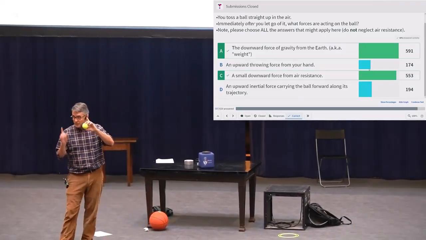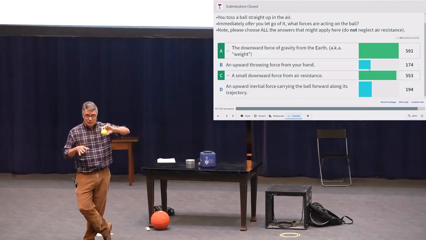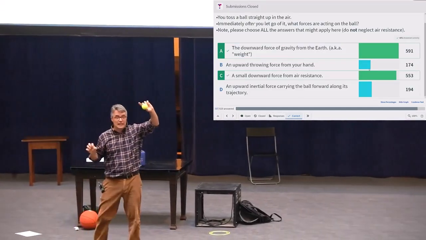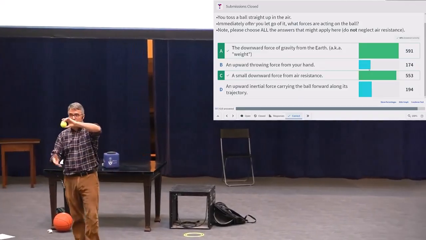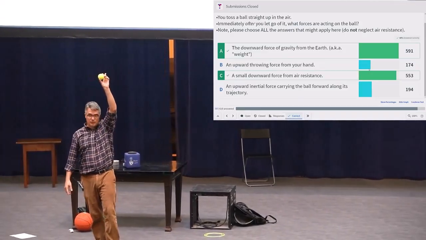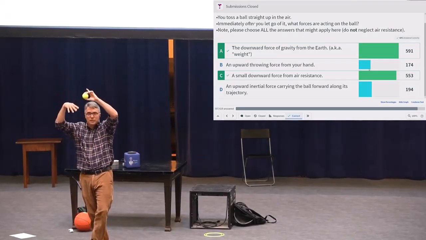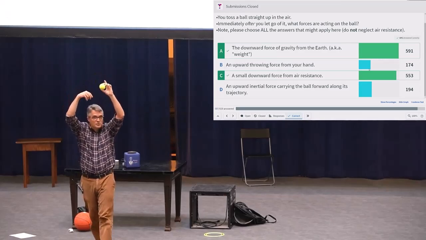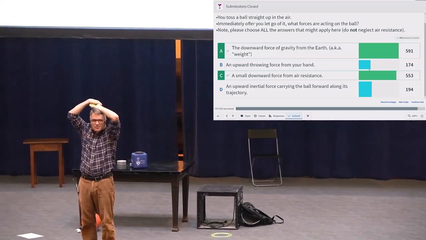If something's moving, this is again Newton's first law, if something's moving at some velocity, it wants to continue moving at that constant velocity unless there's an outside force on it. So with no forces at all, once it leaves my hand, it would just keep going up and up forever. But there are two external forces acting on the ball after it leaves. One is gravity, which slows it down, and the other is air resistance, which also slows it down. They're both downward. But air resistance is a bit smaller than the gravity, probably.